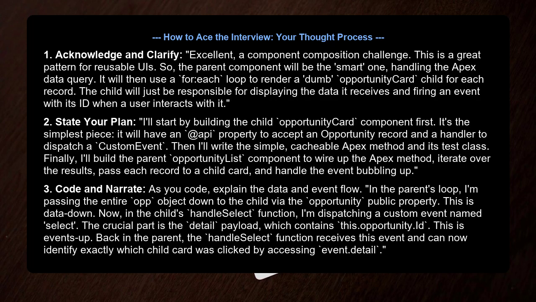3. Code and narrate. As you code, explain the data and event flow. In the parent's loop, I'm passing the entire op object down to the child via the opportunity public property. This is data down. Now, in the child's handleSelect function, I'm dispatching a custom event named select. The crucial part is the detail payload, which contains this.opportunity.id. This is events up. Back in the parent, the handleSelect function receives this event and can now identify exactly which child card was clicked by accessing event.detail.